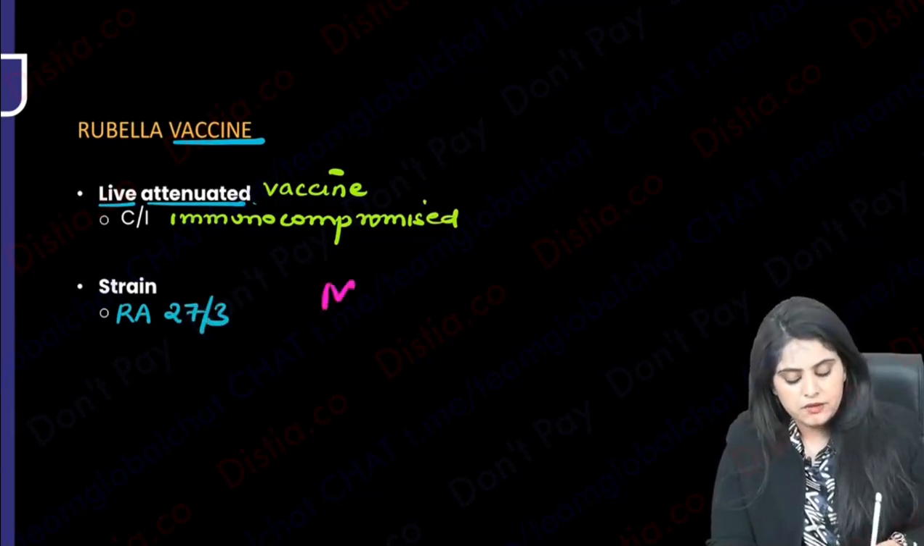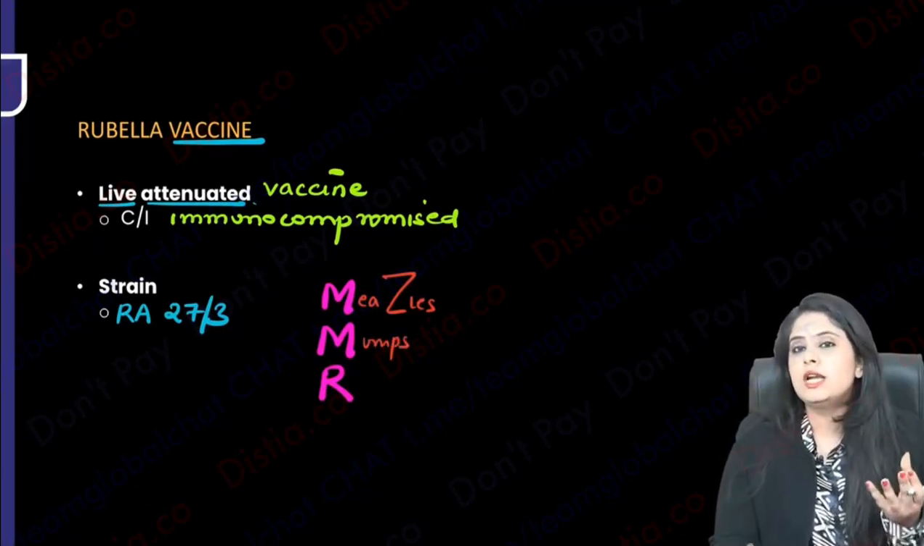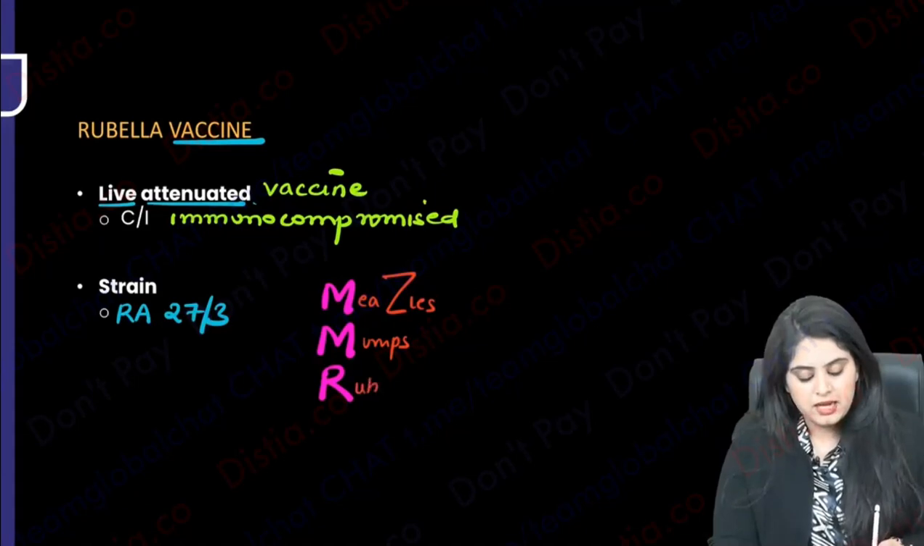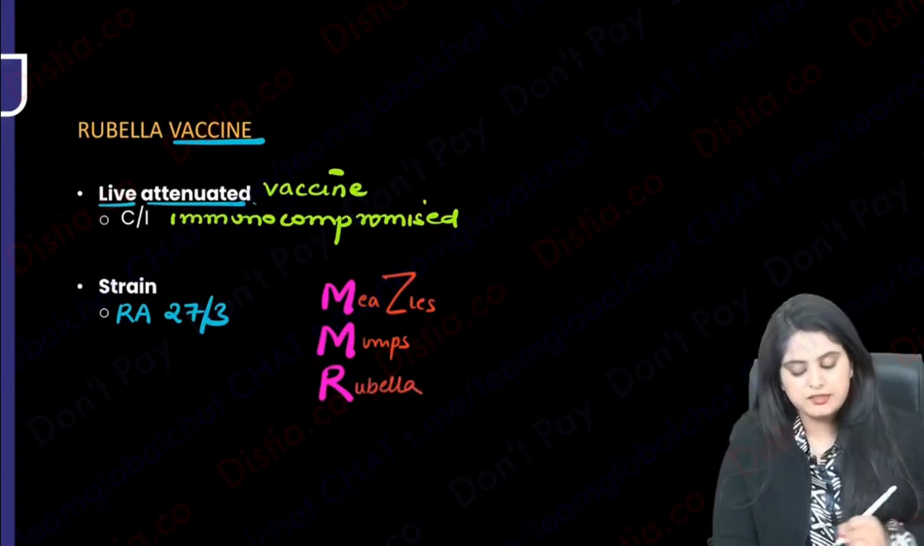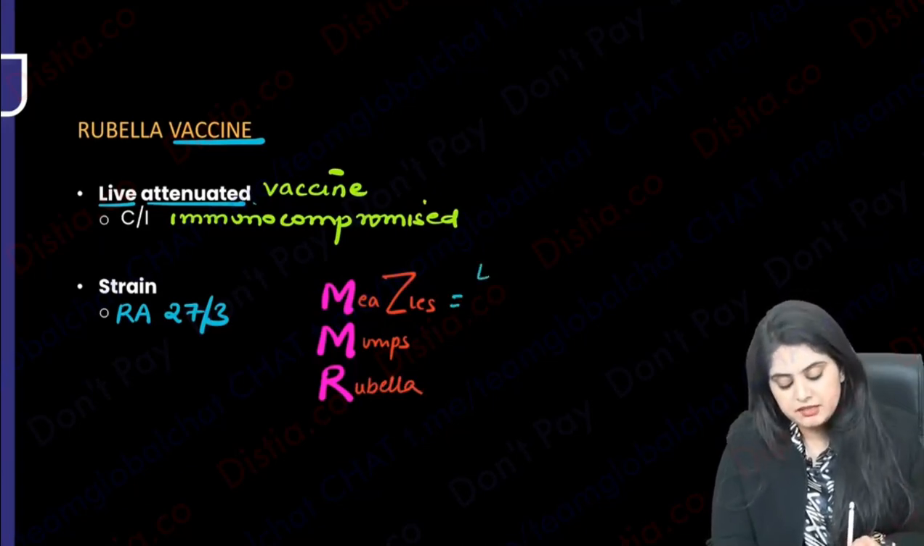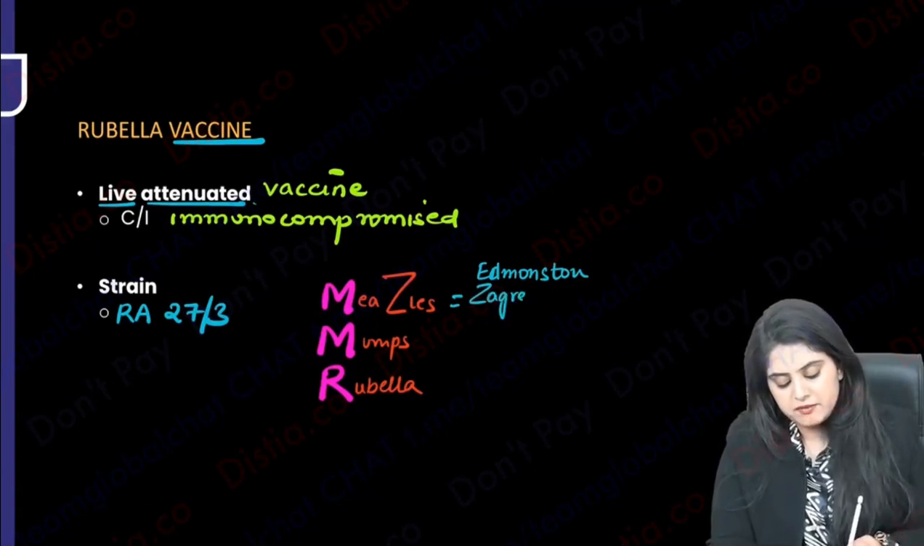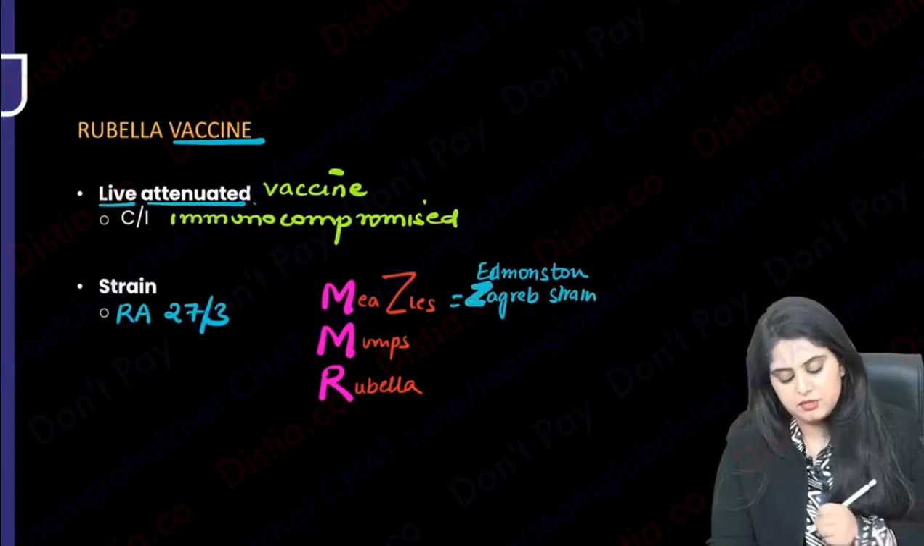RA27/3, because now we always give measles, mumps and rubella, and I had given you a mnemonic. Measles, then mumps I had told you was a cute little kid called Jerry, and for rubella, R for R. What did I say? Tell me the strains for measles, mumps and rubella. For measles I told you Edmonston Zagreb strain. So that is why I had emphasized the Z over here, the Edmonston Zagreb strain.